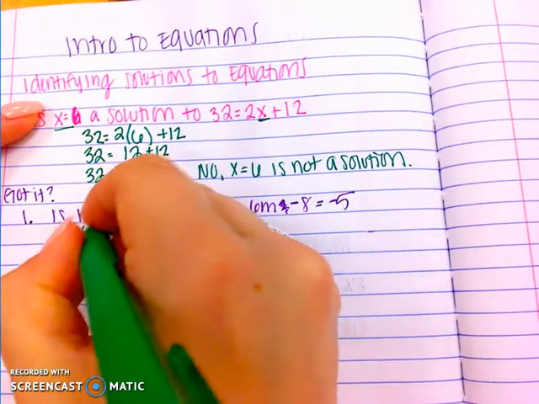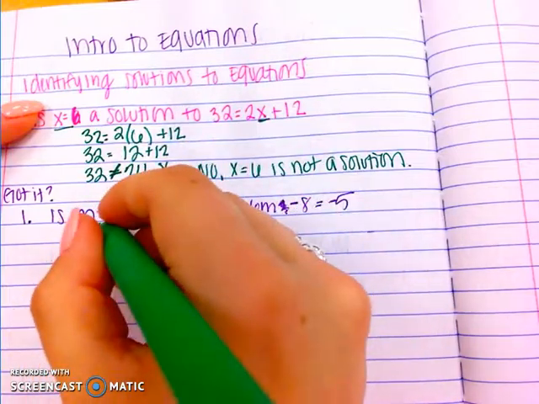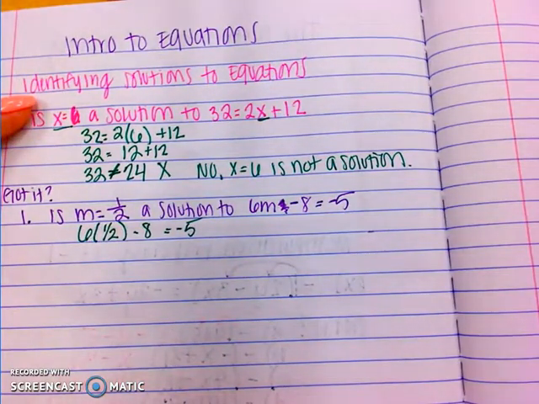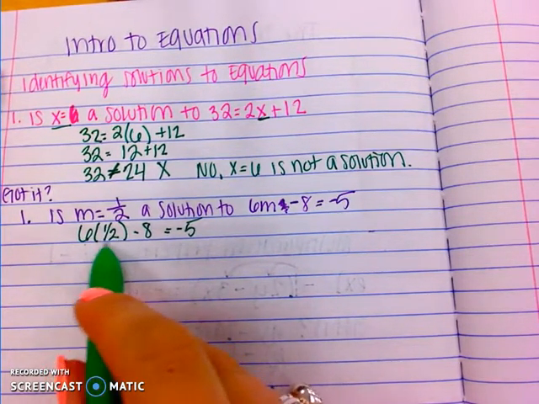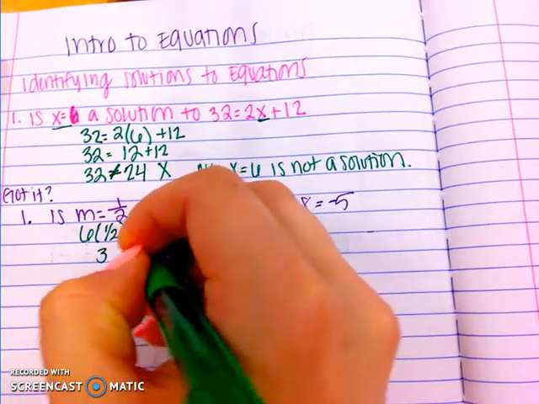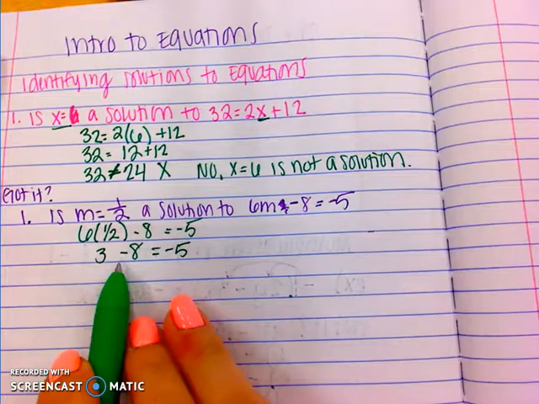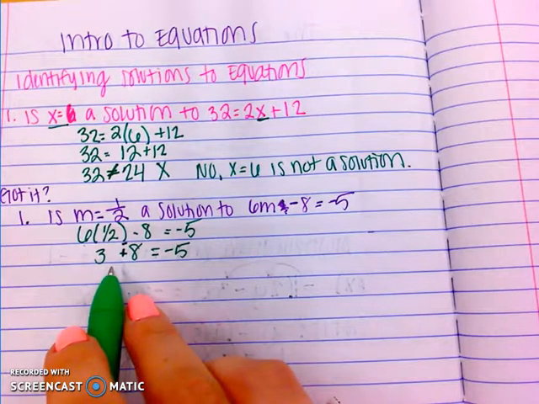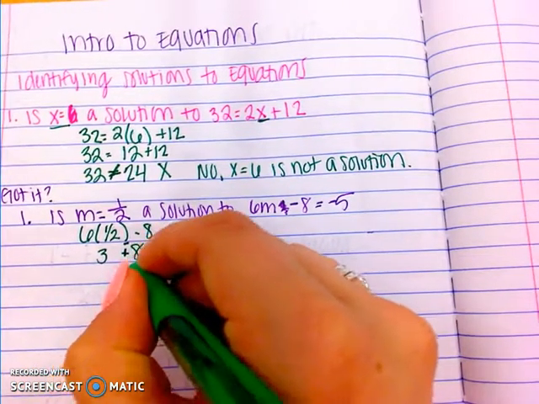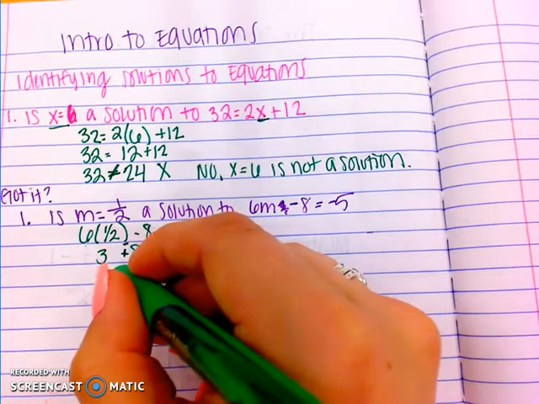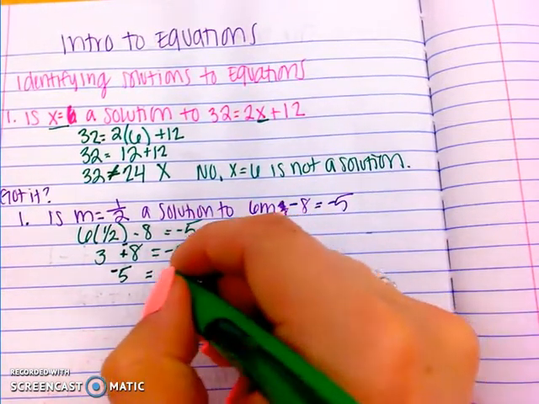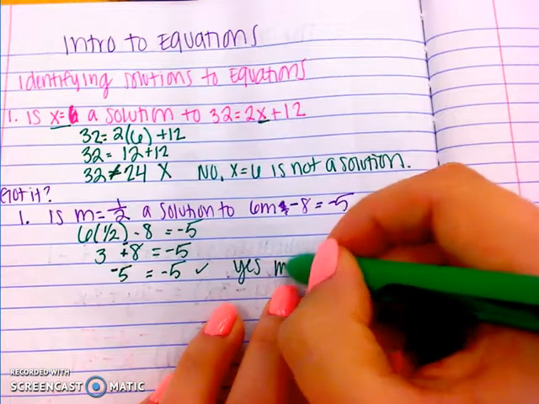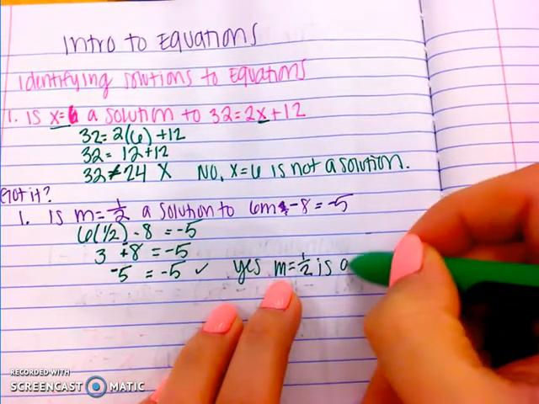Plugging in 1/2 next to the 6, minus 8 equals -5. 6 times 1/2, or half of 6, is 3, minus 8. 3, take away 8, keep change. So 8 minus 3 is 5, and 8 has a negative, and it is a larger absolute value, so -5 equals -5. That is correct. So yes, m equals 1/2 is a solution.